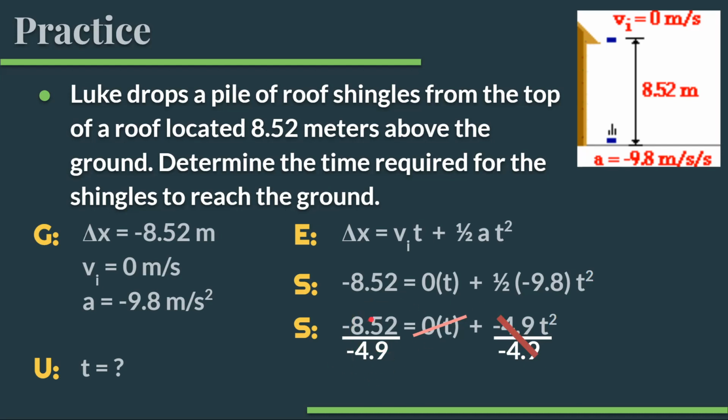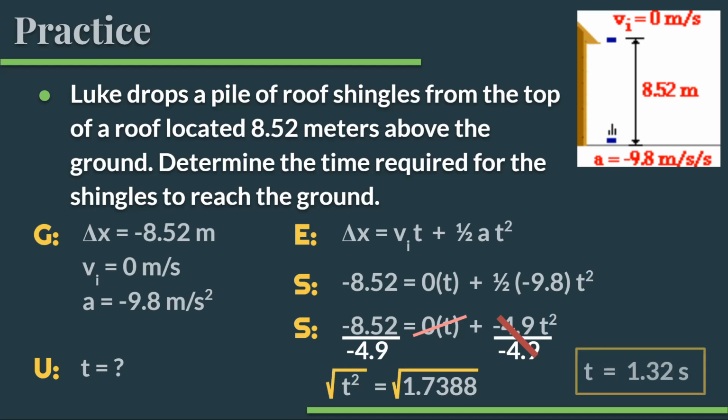But again, that's not going to give me my answer. That is t squared. So t squared is 1.7388, which means t is the square root of that value, which is equal to 1.32 seconds. Okay, again, same exact process as it was before in the last unit, because this is still acceleration.